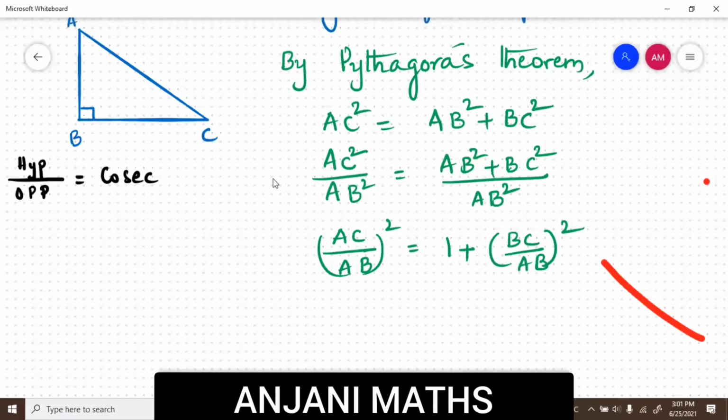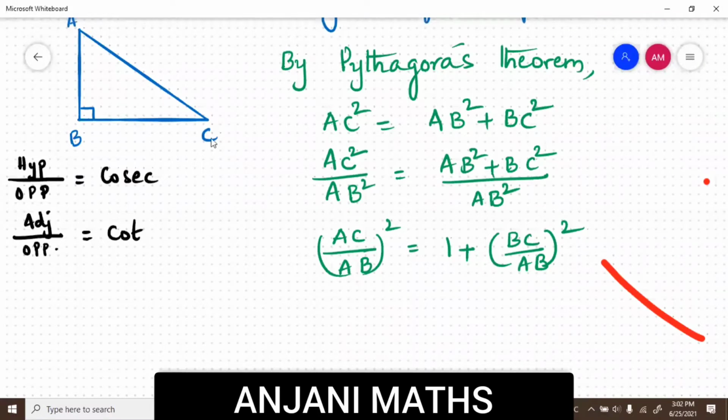Isn't it? Similarly, BC to C is the adjacent side. And AB to C is the opposite side. Opposite side by adjacent side is tan. But what is the reciprocal of that? Adjacent side by opposite side is cot.